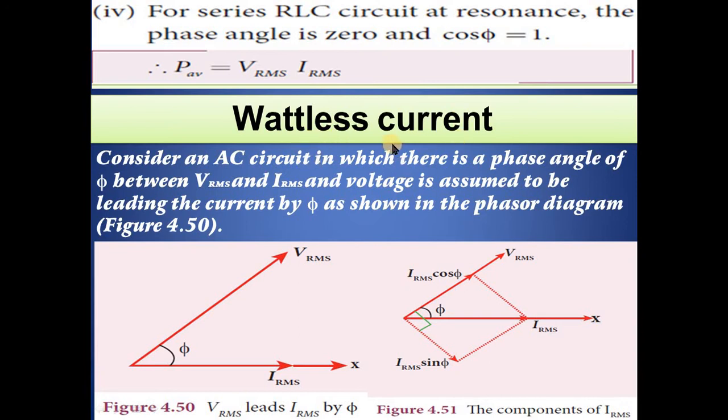The next topic, wattless current. Watt means power, so it is powerless current. Consider an AC circuit in which there is a phase angle of φ between Vrms and Irms, and the voltage is assumed to be leading the current by φ, as shown in the phasor diagram. This is the phasor diagram for the current Irms and voltage Vrms. The angle between these two is φ.